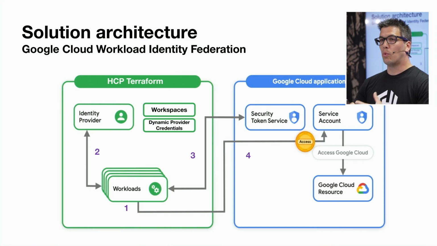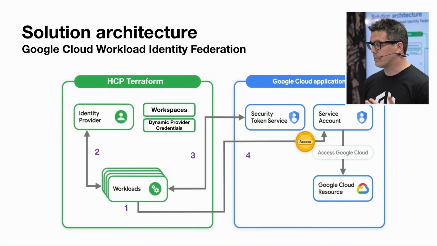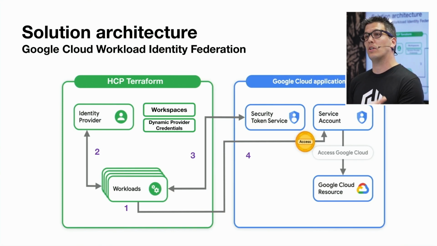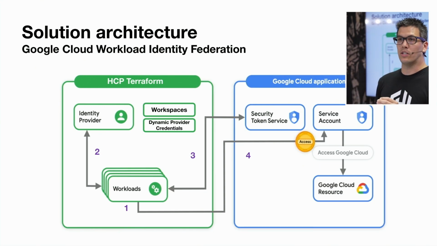And you also see the workloads on the Terraform side. That's actually where you have the workspaces, where you want to run your Terraform plans. The second part is where the app needs to authenticate with the identity provider, where it can receive the account credentials. That's the second step. Then in the third step, the app calls the security token service on the Google Cloud side, and it will get a short-lived Google Cloud access token.